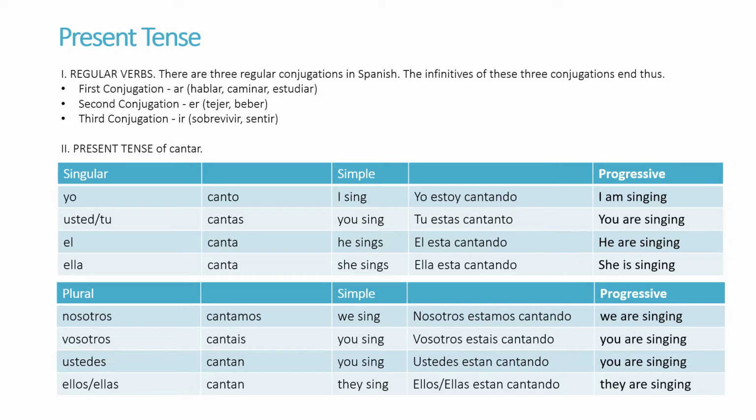The progressive form of this is yo estoy cantando for the first person. I am singing. Tú estás cantando for the second person. You are singing. Él está cantando. He is singing. Ella está cantando. She is singing. The progressive for the plural forms are nosotros estamos cantando. We are singing. Vosotros estáis cantando. You are singing. Ustedes están cantando. This is another way to say you are singing. And the third person in plural, ellos o ellas están cantando. They are singing.